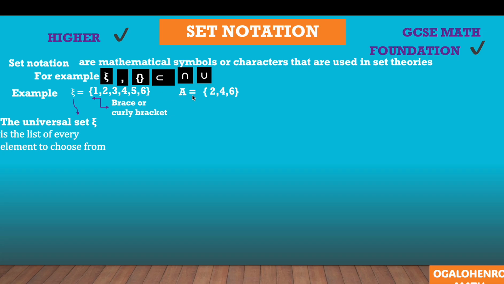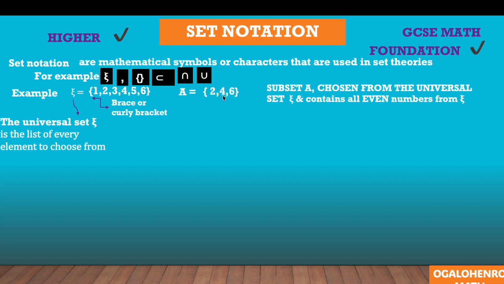Going forward, looking at the subset here, we can define our subset. We say that the subset A, choosing from the universal set, contains all even numbers from the universal set. Now we have also got another set notation here.